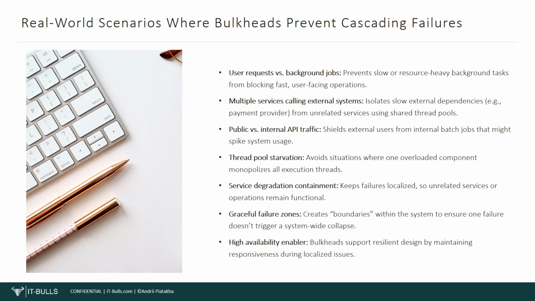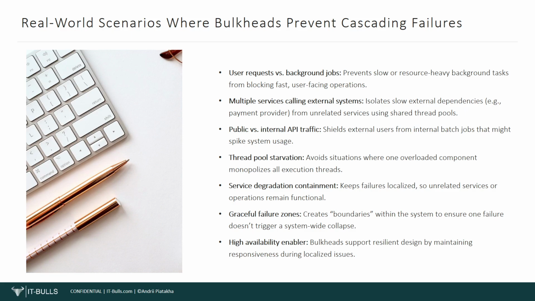Another common scenario is with APIs that expose both public and internal endpoints. Suppose an internal batch job suddenly floods the system with traffic, unintentionally consuming all available capacity. Without bulkheads, public users also feel the impact. But with bulkheads in place, internal and external traffic are isolated, allowing one to struggle without affecting the other.